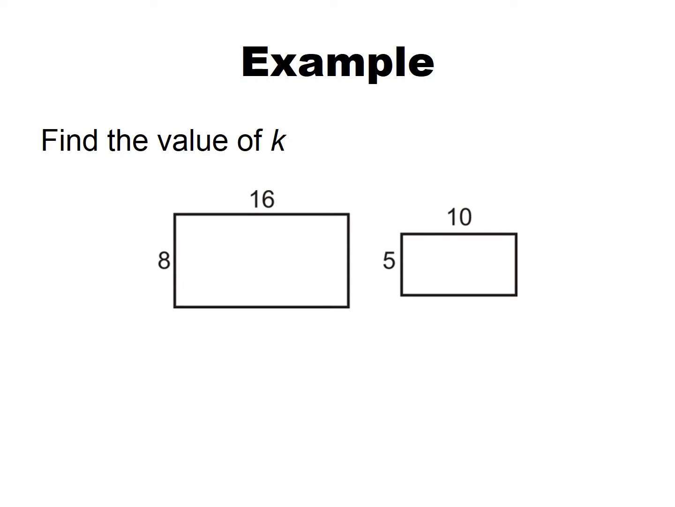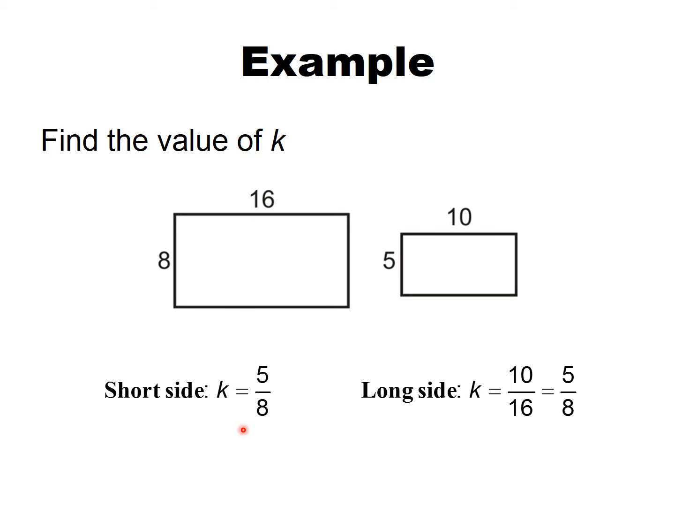So let's do a couple of examples of using this definition. Here are two geometrically similar rectangles. Let's find the value of k. And so let's think about the short side here. And so we need to go from 8 to 5. So we think, what do we need to multiply 8 by to get 5? Well, we could multiply by 5 over 8, right? Because if we multiply 8 by 5 over 8, the 8's cancel, we're going to be left with 5. That's exactly what we want.